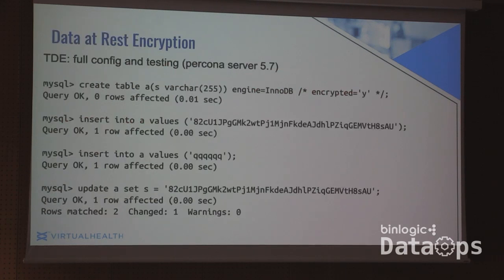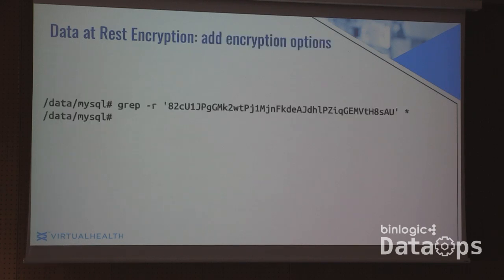So now I did the same test. Again, I recreated table A, inserted the same random string, did the update, and then found nothing. So that verifies that our encryption at rest is actually working. This is a very quick, very easy test, I would say. It probably verifies that it is working.